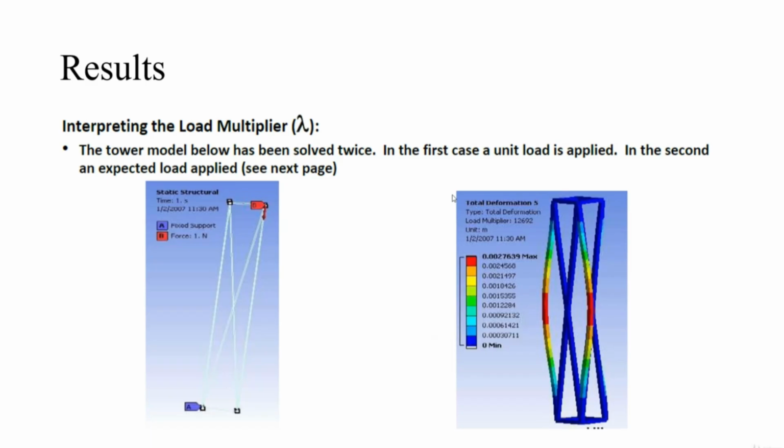So how can we interpret this load multiplier? One thing is, we can solve every model two times. In the first case we are going to apply a unit load, and in the second case we are going to apply the expected load. First we apply a unit load, get what is known as a multiplication factor, and note it down. Then we apply whatever real force we assume will act on this particular body, and solve it once again. Then you are going to get a multiplication factor. This can be done in order to compare both of the results and say whether your analysis is right or wrong.